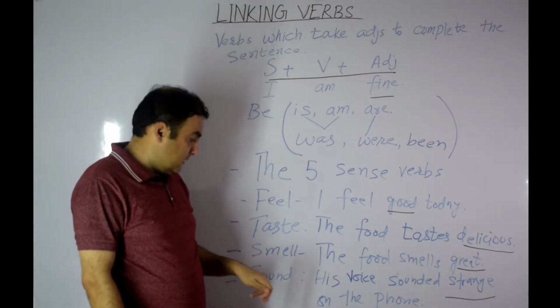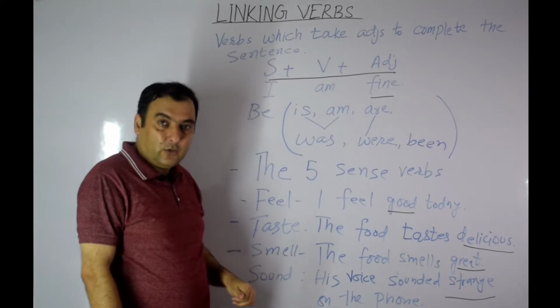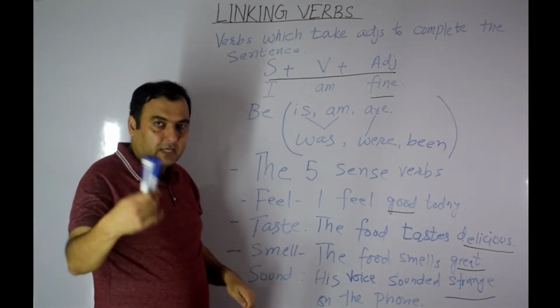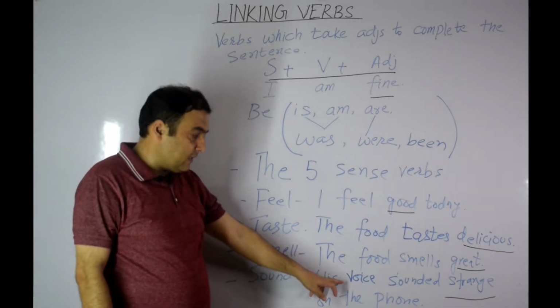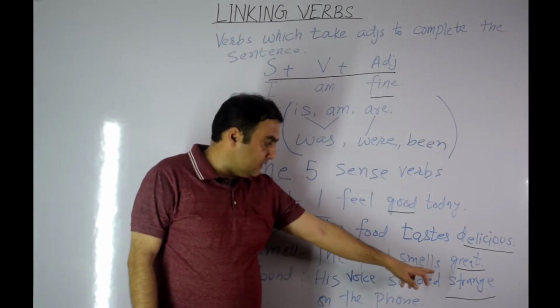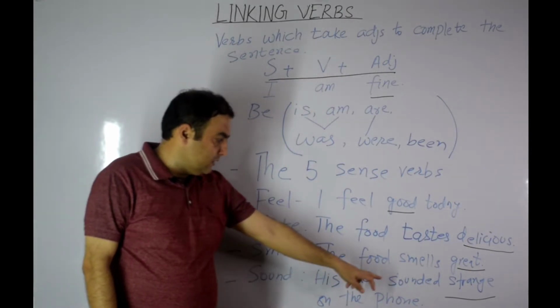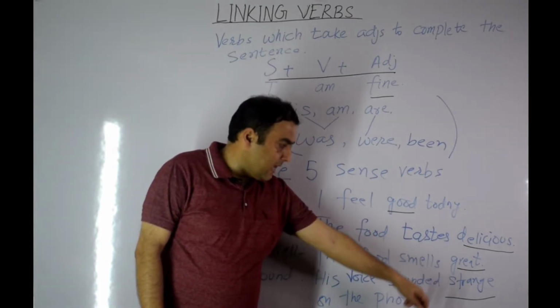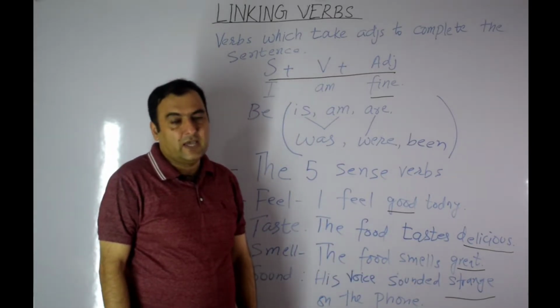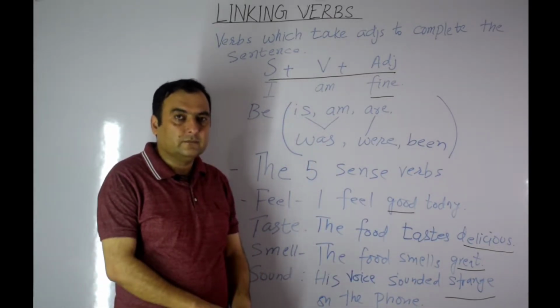And another one is sound. So sound is a verb and again a linking verb. For example, if you say, his voice sounded strange on the phone. So sound is used as a linking verb and strange is the adjective after it.